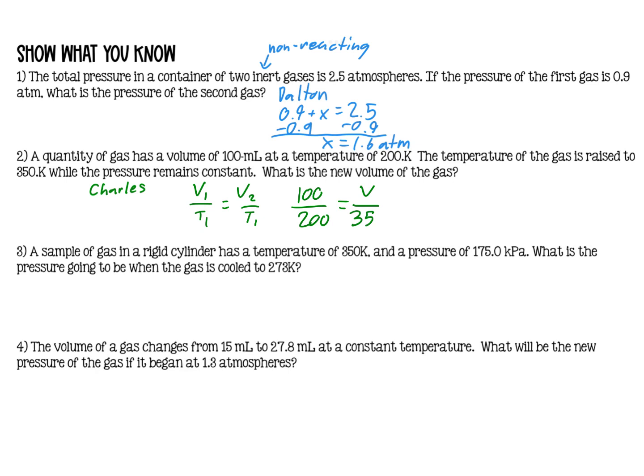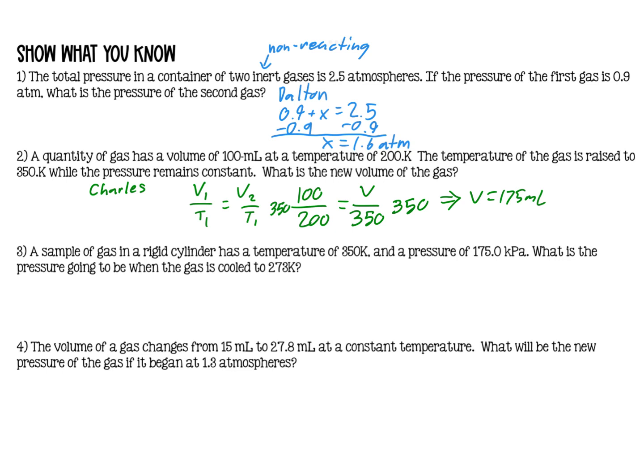That means that you can multiply both sides by 350 and get the new volume. This volume is 175 milliliters. We were able to use the temperatures as given because they were given in Kelvin.